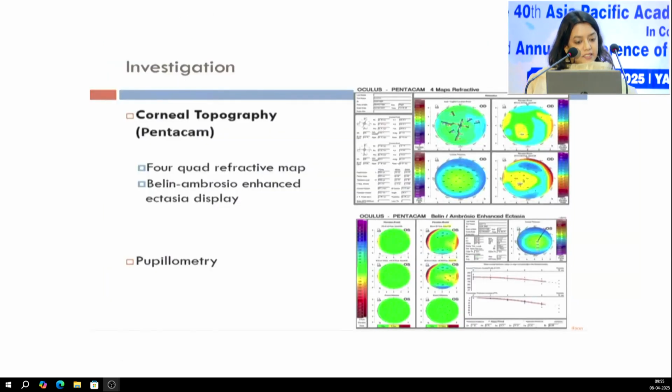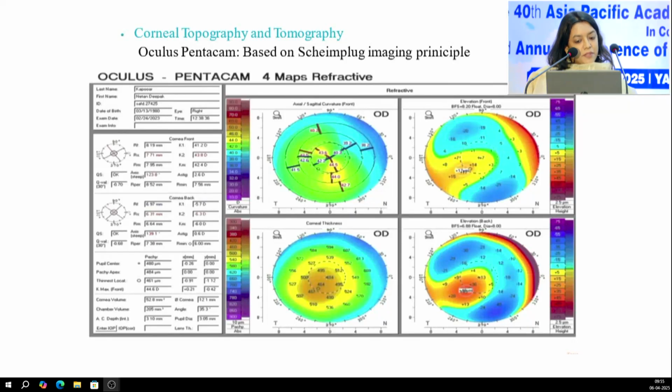As we have already discussed, besides all the calculations, corneal topography should be within the normal range for any corneal-based procedures. If there is any suspicion, we should wait, give a time of 3 to 6 months and then follow up the patient. BAD map is very important. All the 4 quad maps are important.